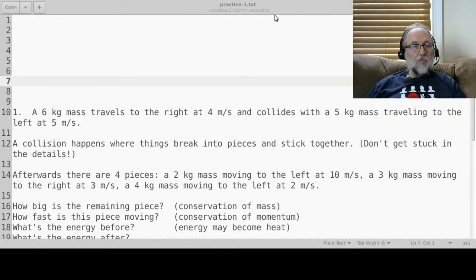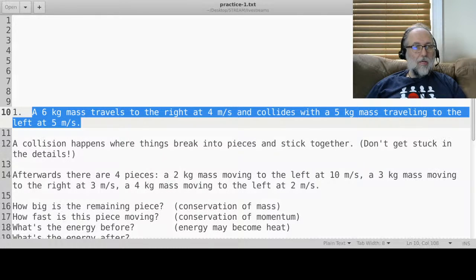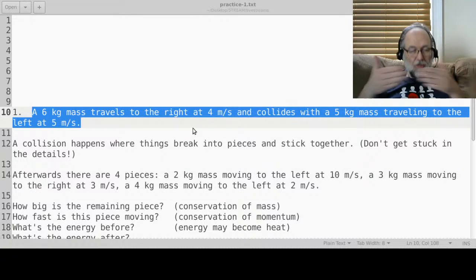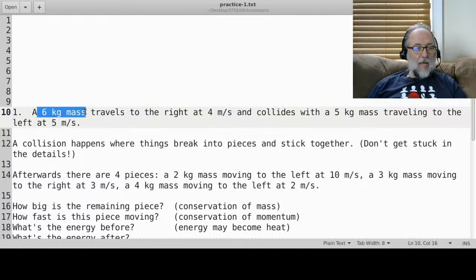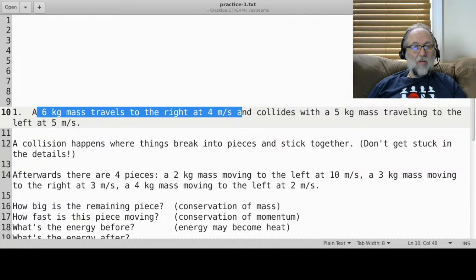Let's just start then. The first question is just a simple collision. Imagine you have a linear air track and 2 gliders, and I guess they're big gliders because one of them is 6 kilograms. So you have a 6 kilogram mass, and it's traveling to the right at 4 meters per second.